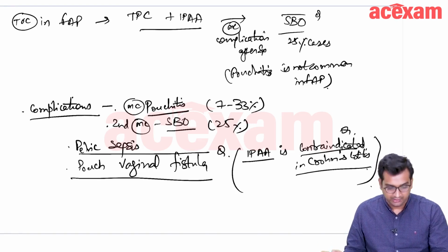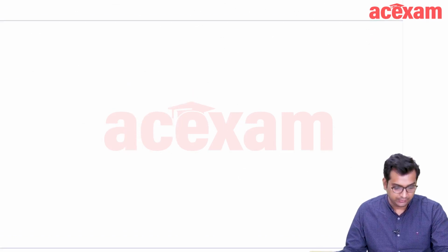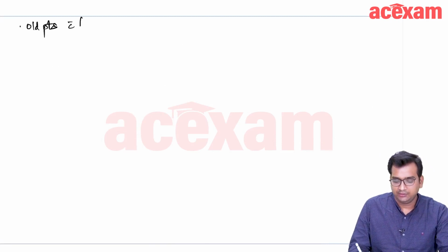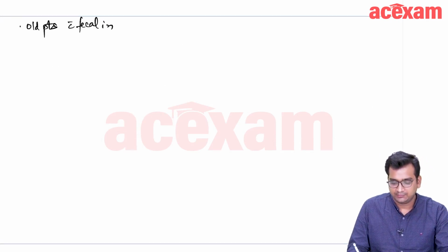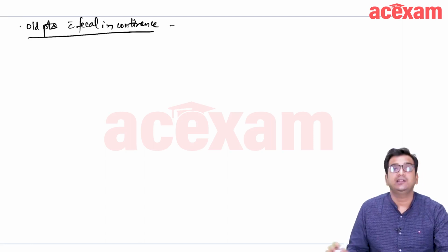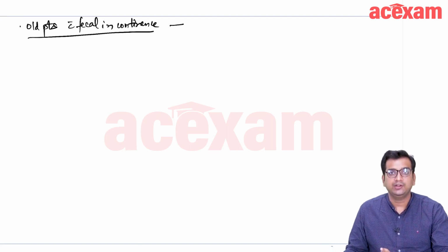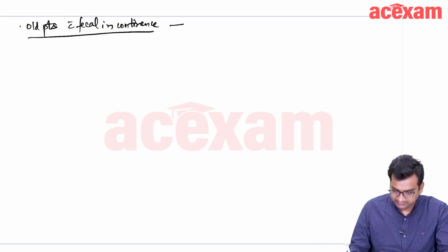Okay, this is important. Now there is a special situation. Now there is an old patient with fecal incontinence. Suppose there is an old patient with fecal incontinence with a poor anal tone, then in ulcerative colitis we are going to perform total proctocolectomy with end ileostomy.